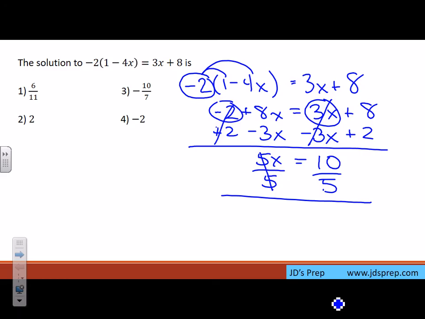The 5 divided by 5 will cancel out, leaving us with just x. And on the right side, 10 divided by 5 will leave us with 2. So our answer for the solution to this equation is x equals 2, which is choice number 2.